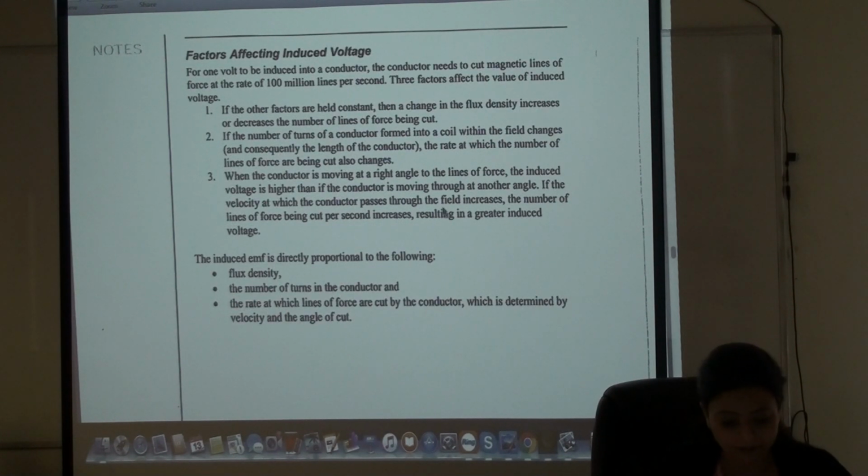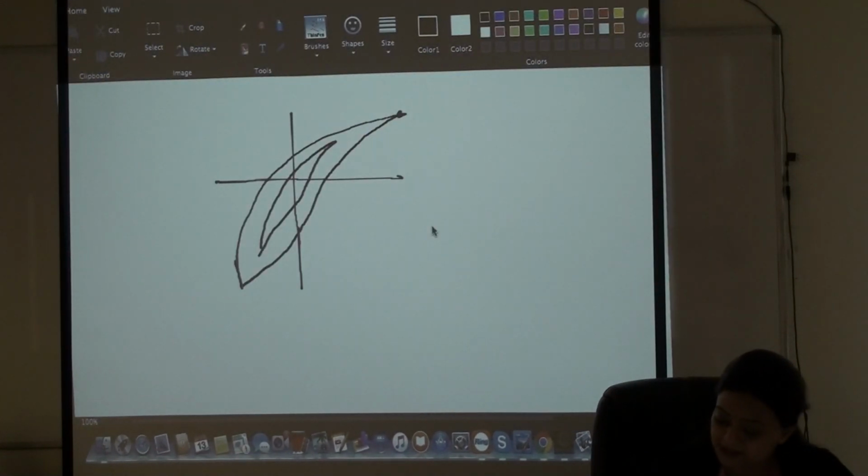I'm going to just give you the formula now, because reading this story and looking at the formula are two different things. So guys, you're going to copy this down in your notes right here. Fleming's left-hand rule says that the formula is E equals BLV.